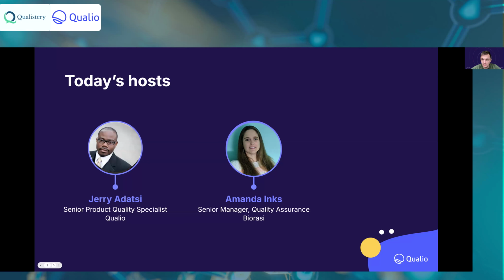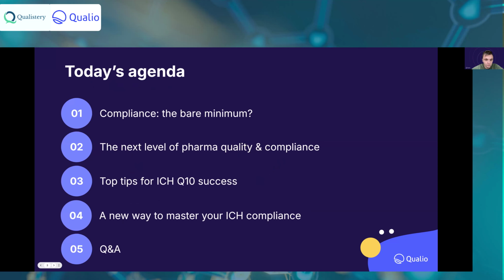So, let's take a look at today's agenda. We've got 5 areas to cover today. We'll start with looking at what ICH Q10 means for your compliance and how it can be used to bring new levels of quality and compliance to your organization. We'll look at some myths to bust about ICH Q10, top tips for success, and things you can do to streamline your ICH Q10 compliance activities and make ICH Q10 a natural part of how your business operates.